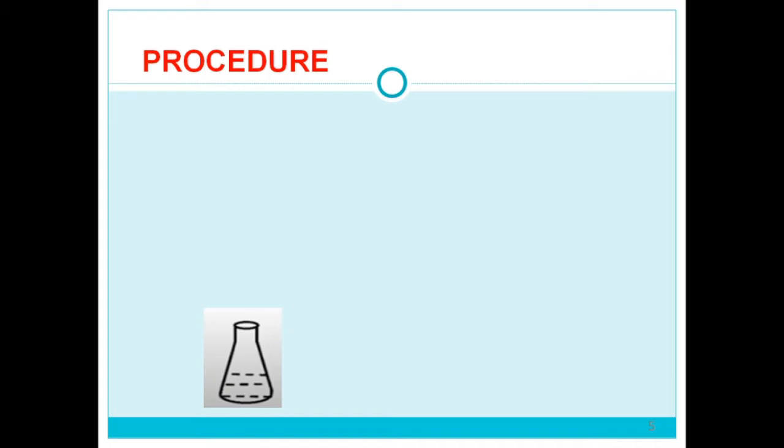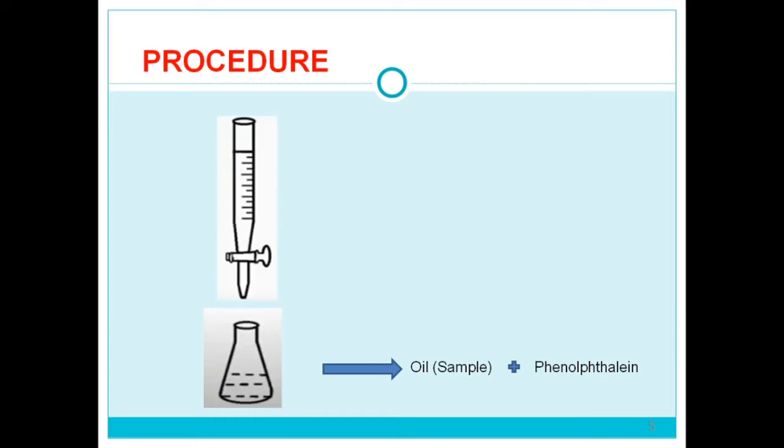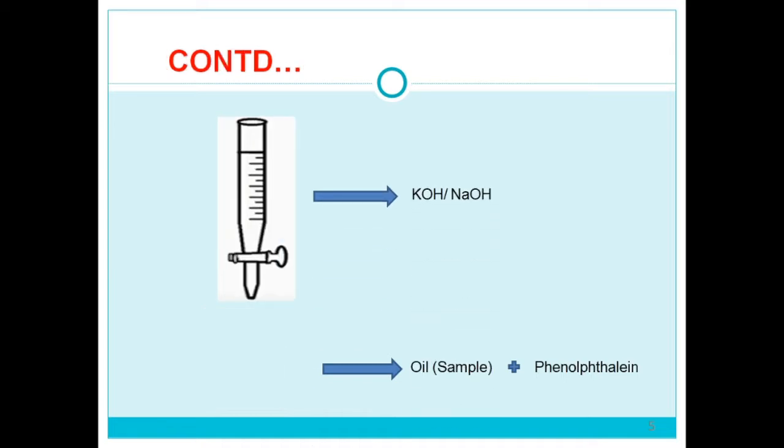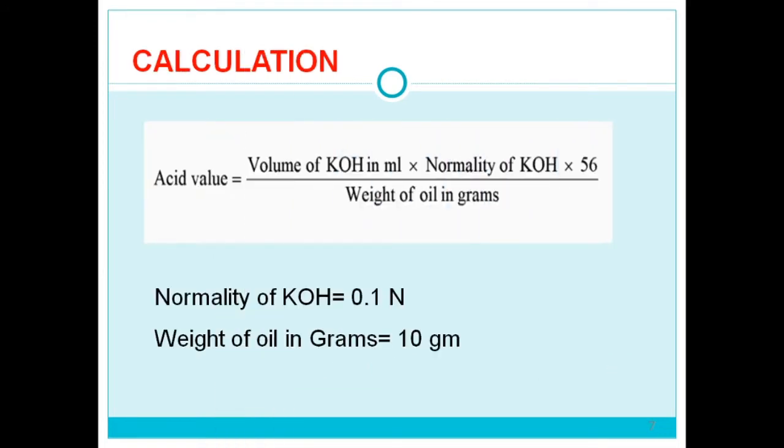First of all, take a conical flask. In that we have to take 10 ml or 10 gram of sample, then add phenolphthalein indicator. Fill the burette with 0.1 normal KOH or NaOH, which is previously standardized using potassium hydrogen phthalate. Now titrate it, and the end point will be pink in color.